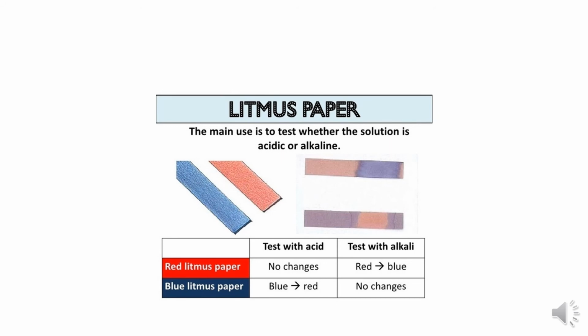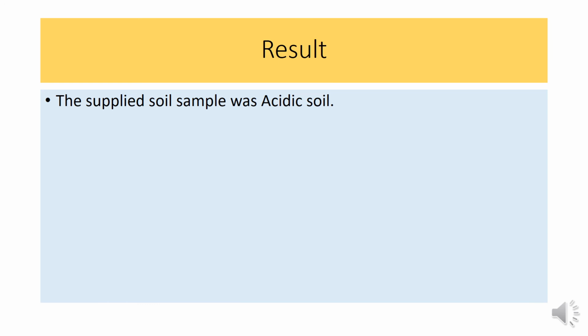In this slide, you can see two color litmus papers and a table. The table represents the test result with the litmus paper. Now the result. The supplied soil sample was acidic soil because blue litmus paper turned red in color and red litmus paper was unchanged in the soil solution.